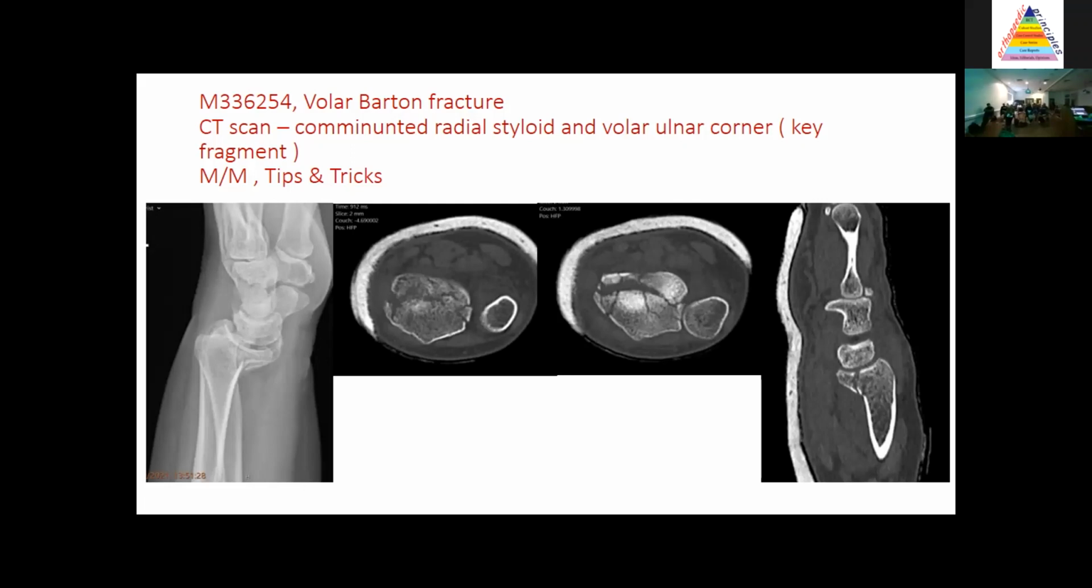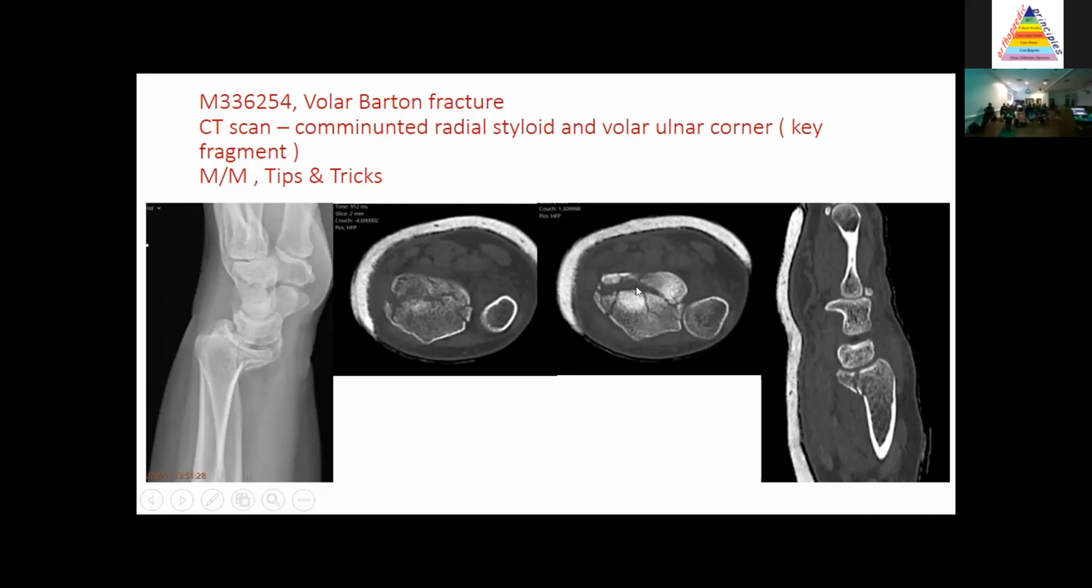Okay, so why have I put these slices? What am I trying to show here? The level of comminution extending all across, including the styloid. Okay, so let's look at the coronal CT, sagittal CT, beg your pardon, which is this bone? That's the distal radius lunate fossa fragment, isn't it? So that's your volar ulnar corner. That's the key. This you need to get reduced, otherwise we're in trouble.